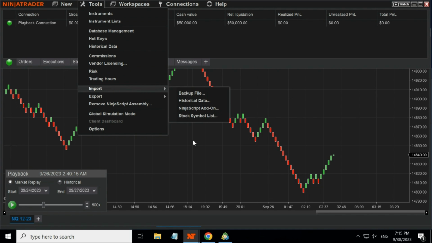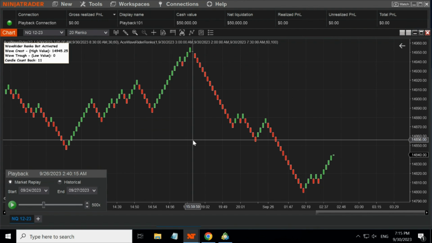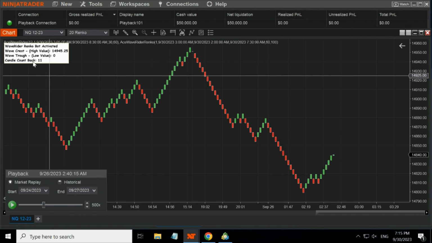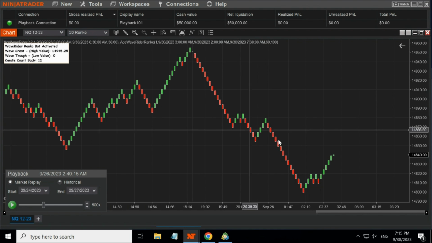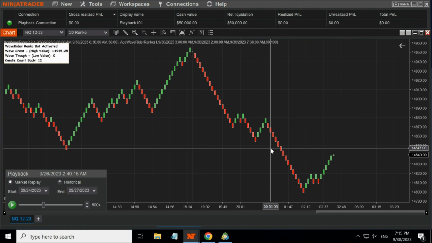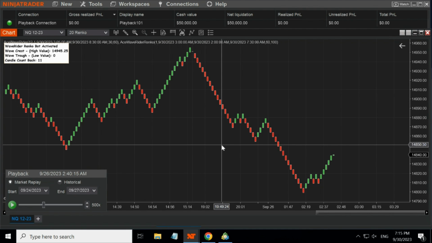As I said, we have two bots you need to import. We have the WaveRider, the OG one, and then we also have the WaveRider Renko. I'm going to start with the Renko. So I've got a 20 Renko chart here. All these values will vary depending on the opens. I tend to like the 20 for London Open.